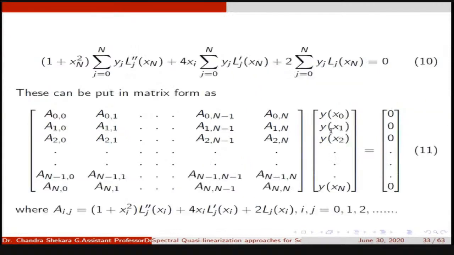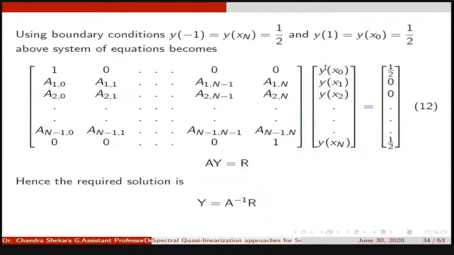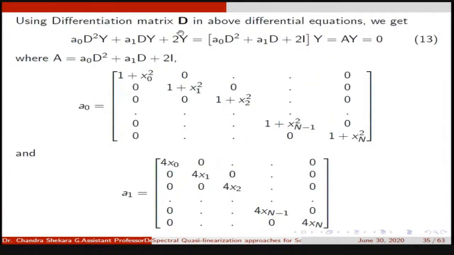But since we are using Lagrange's polynomial, this entire equation 11 in matrix form is not required. You can use just the Chebyshev differentiation matrix, the spectral differentiation matrix. Therefore, this L double dash we can replace by D squared, and L dash we can replace by D, where D is the differentiation matrix of order n plus 1 by n plus 1. Here there is no derivative, so in this last term we get the identity matrix of order n plus 1 by n plus 1. So using the differentiation matrix, the above differential equation just becomes like this.